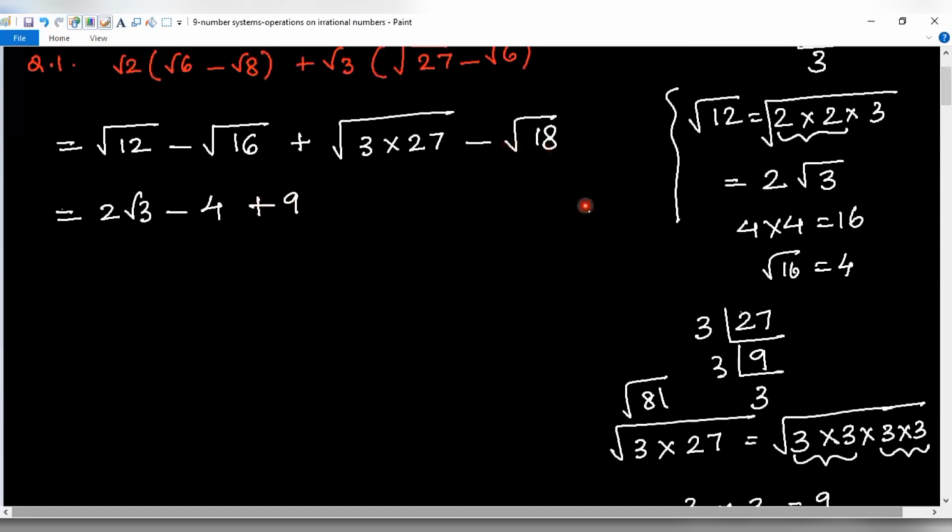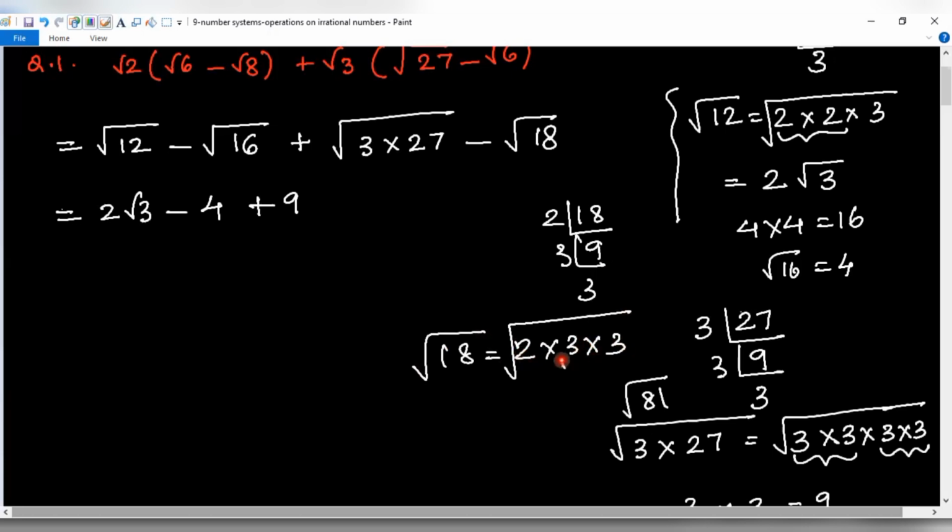Then minus root 18. Next we have to factorize 18. So 18 is actually 2 into 3 into 3. So square root of 18. Here we have a pair of 3's inside the square root, so we can take one 3 outside, and 2 is there without any pair. So 2 will be left inside the square root. So root 18, here we have a minus sign, root 18 is same as 3 root 2.